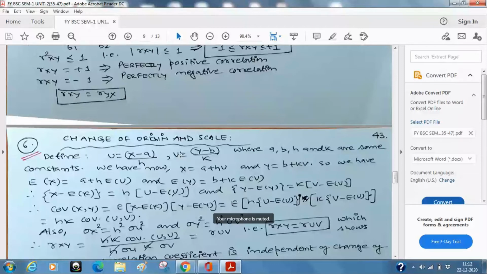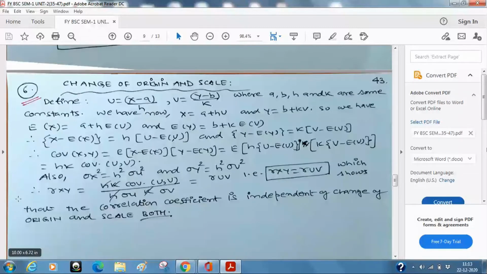the correlation between x and y. I want the correlation between x and y, but I have calculated the correlation between u and v, but they are the same. So what is the message? The message is very clear. If I change x to u and y to v, and if I find out the correlation, it is not going to change. And it's a very big deal, which is stated in one sentence in language only. What it says, it simply shows that the correlation coefficient is independent of change of origin and scale both. This is a great result.